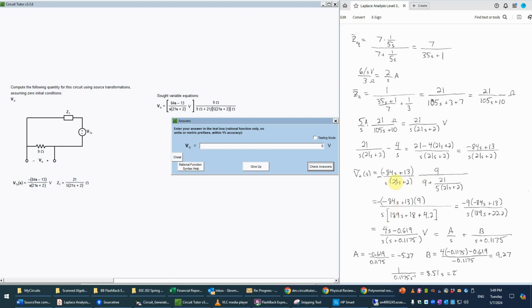So 9 times 21 is 189, plus 9 times 2 is 18. And then we have 21, still the 5 here, remember, because we basically didn't normalize that out. So we have 21 fifths, which can be written as 4.2. In other words, 42 tenths or 4.2. And then to simplify that a little bit, I just rearranged it here and combined the two constant values. So we have 189s plus 22.2 there.